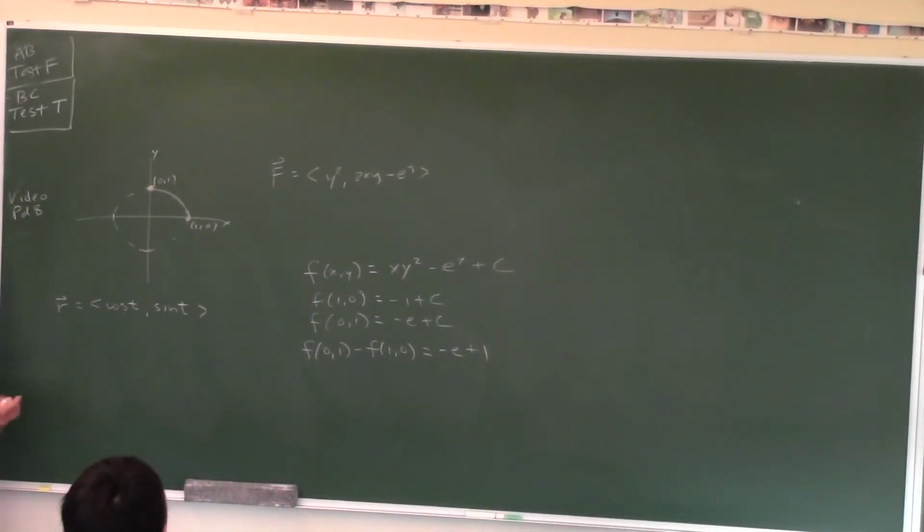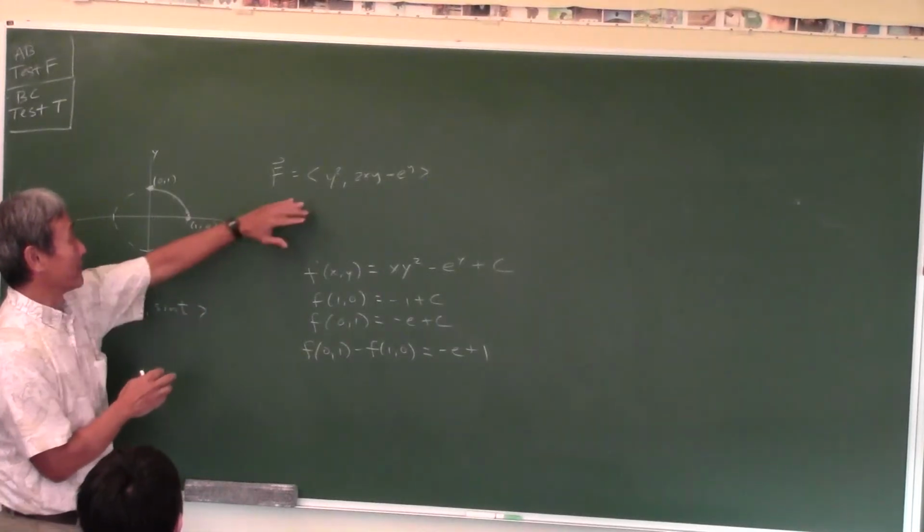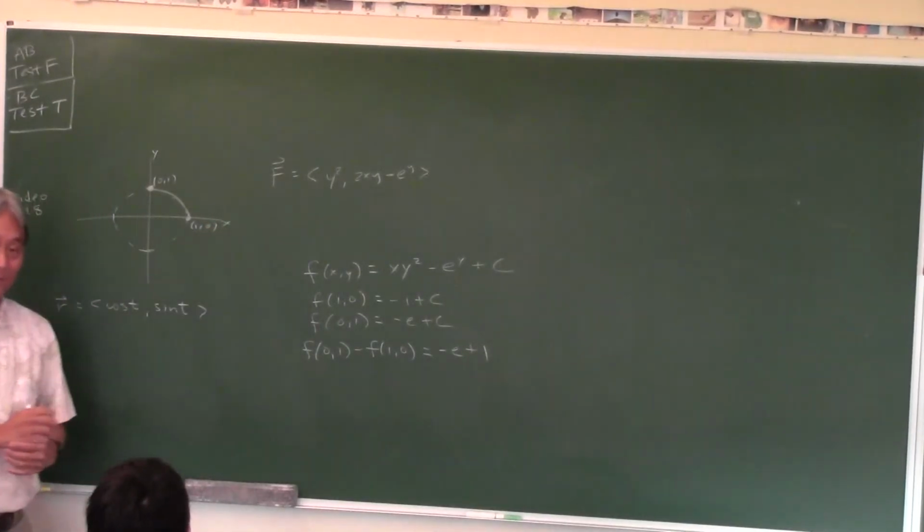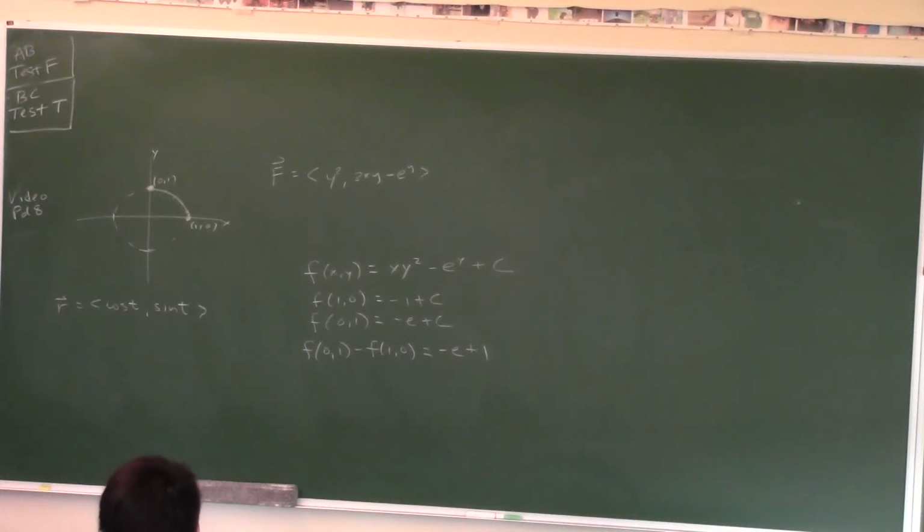So that kind of reduces our work if this is a gradient of something. But that's only if it's a gradient of something. Are we okay with that? Because the next problem is a little tricky. Let's make sure we got the right answer. 1 minus e. Yup, there you go. Okay, here's the tricky one.